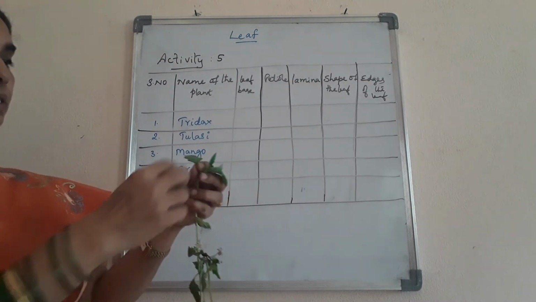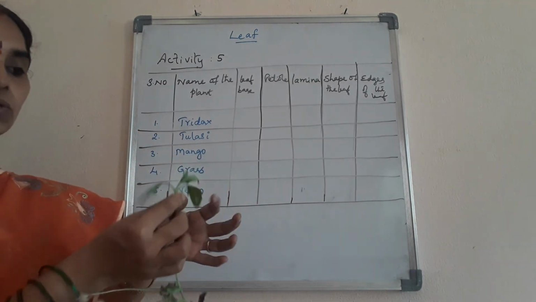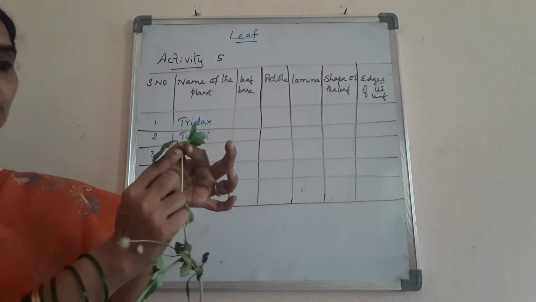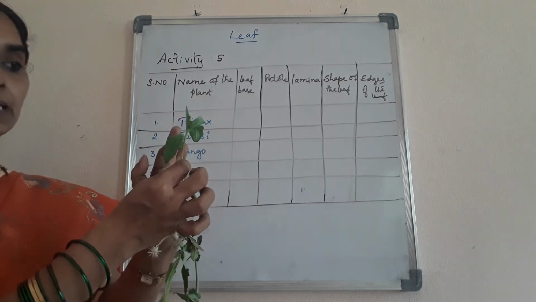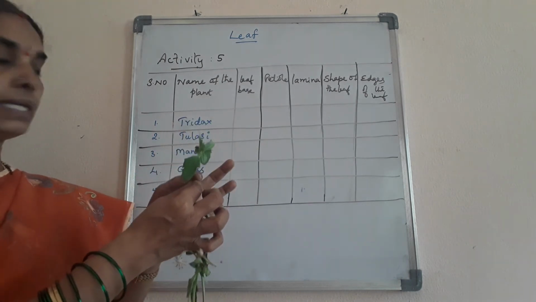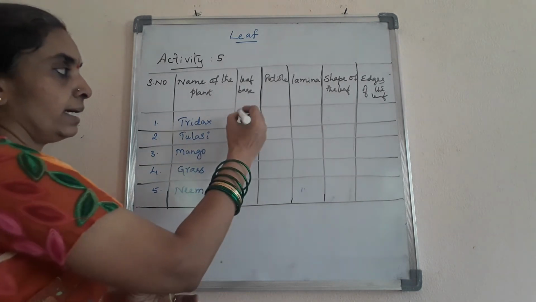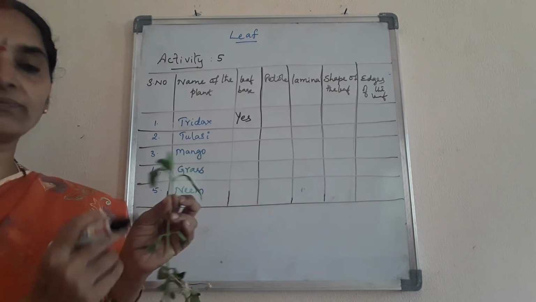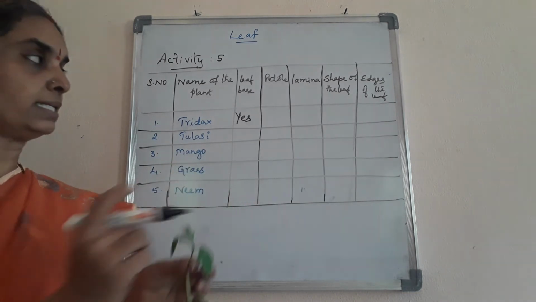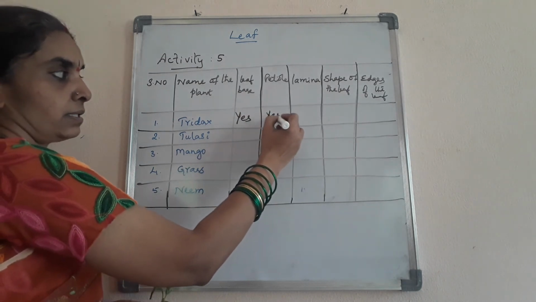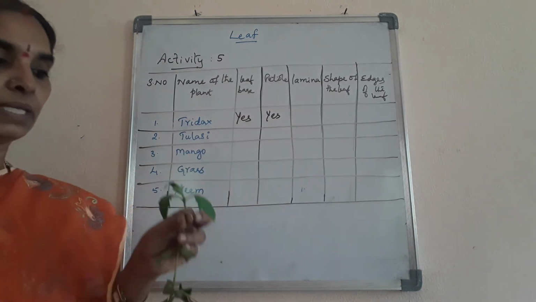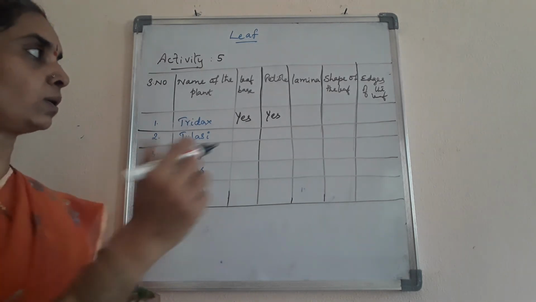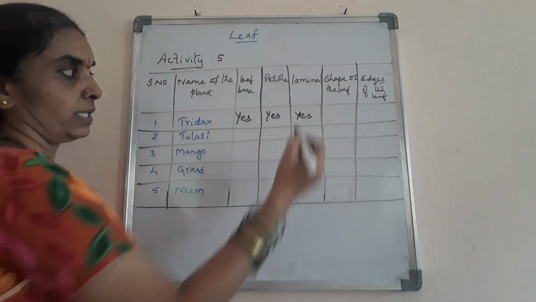See here, children. This is the first example we have taken, Tridax's leaf. If you observe the Tridax leaf, does it have the leaf base? Yes, the part of the leaf that arises from the stem is called leaf base. Yes, it has the leaf base. Note down as yes. And does it have the petiole, the stalk of the leaf? Yes, it has the stalk. Lamina, the flat portion of the leaf, is called lamina. Yes, it also contains the lamina.